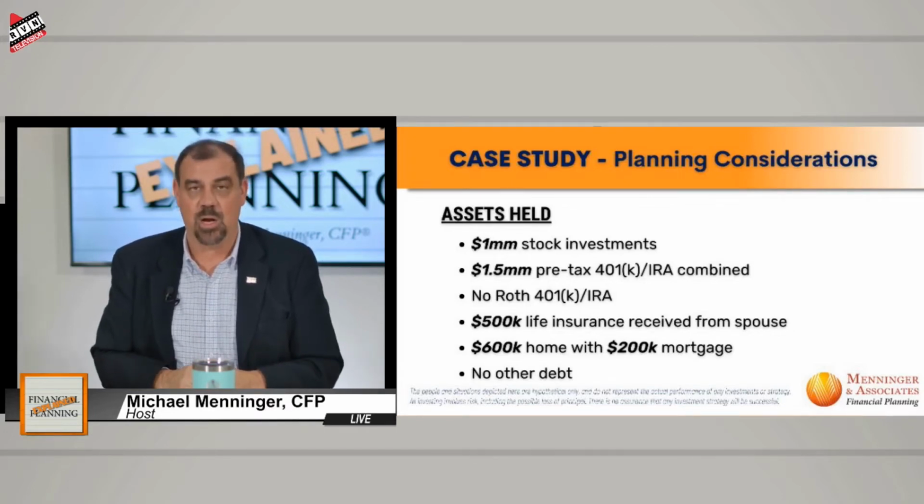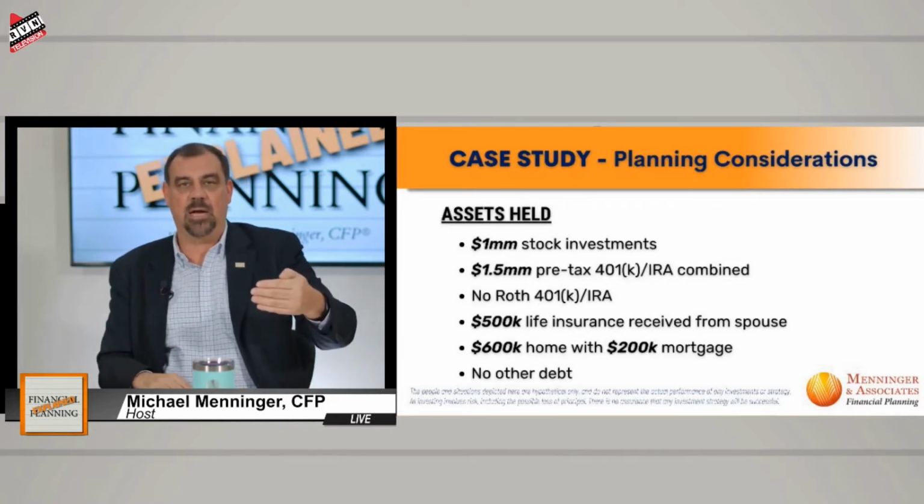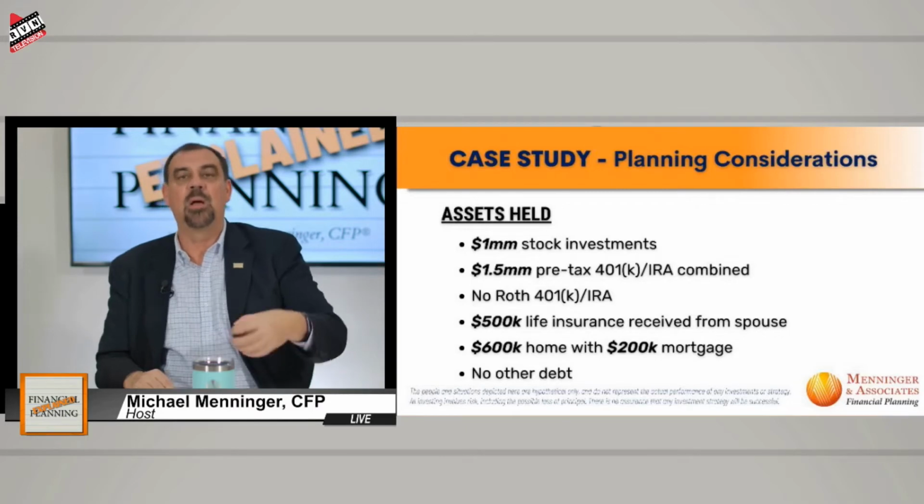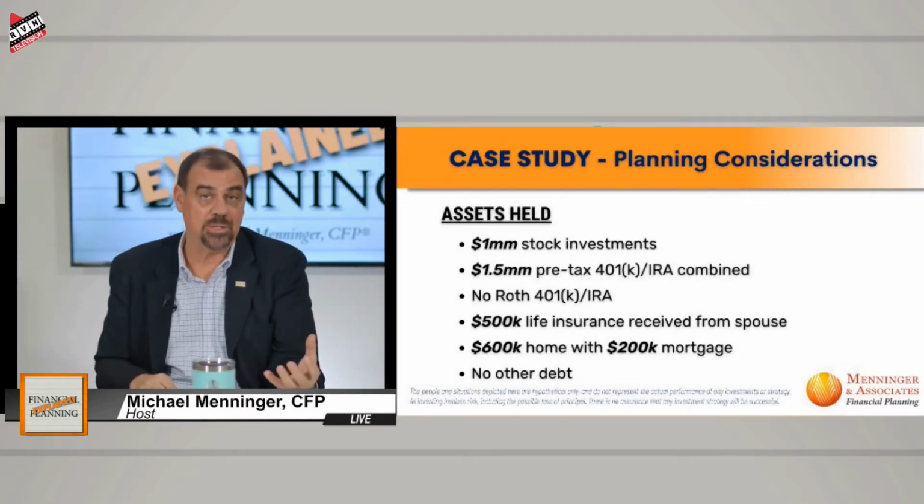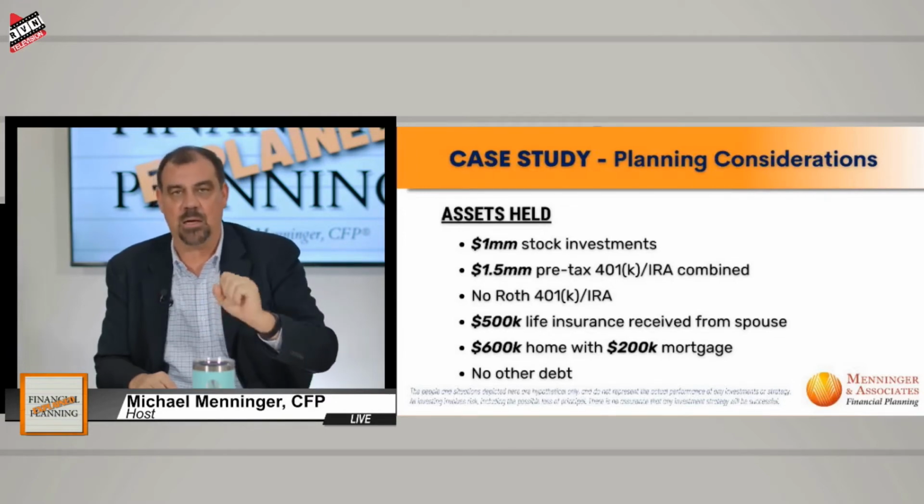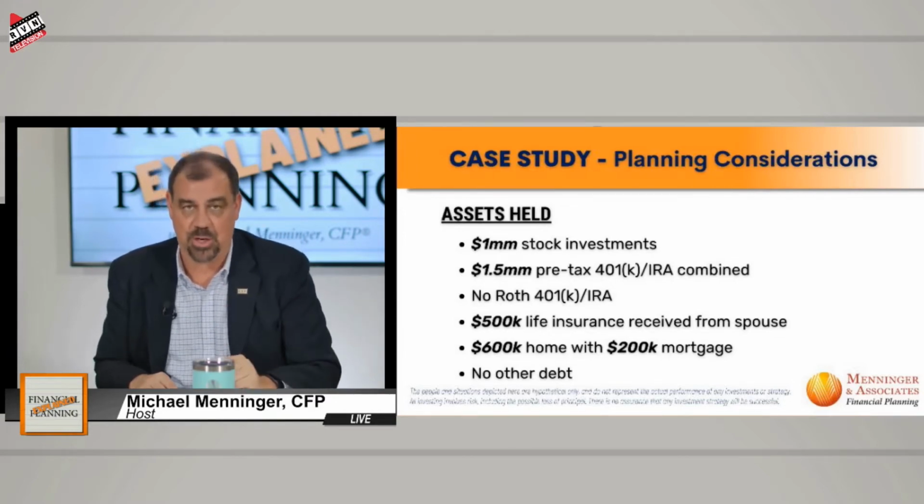Well, what happens with the growth? Well, what happens with the $10,000, in both cases, it grows tax deferred. But with the traditional, the pre-tax, when you take the money out, it comes out dollar for dollar as ordinary income on your tax return.